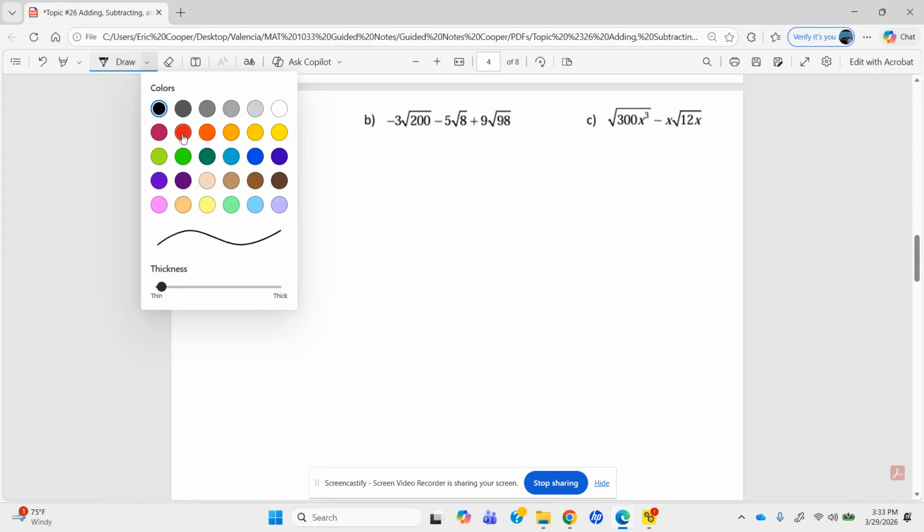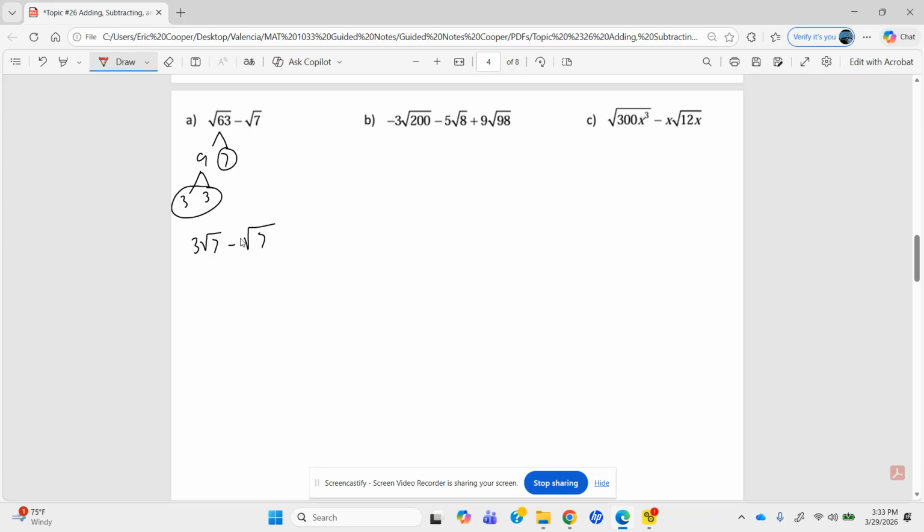We would subtract the outside numbers, remembering that if there's no number on the outside here, it's the same as really writing a 1 there. So 3 minus 1 is 2 square root of 7. My final answer here would be 2 square root of 7. We're going to do the same thing here.